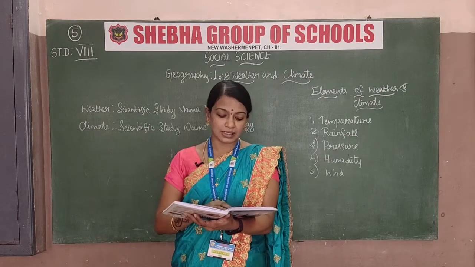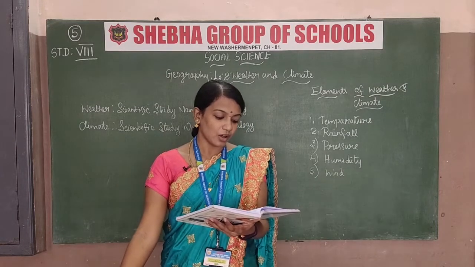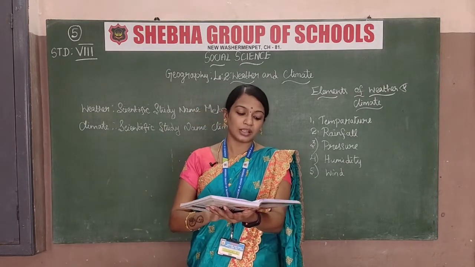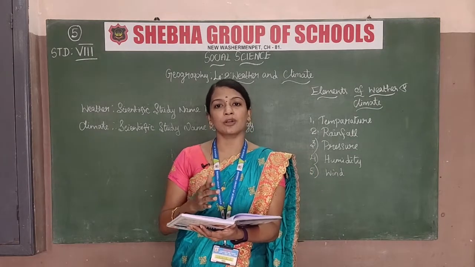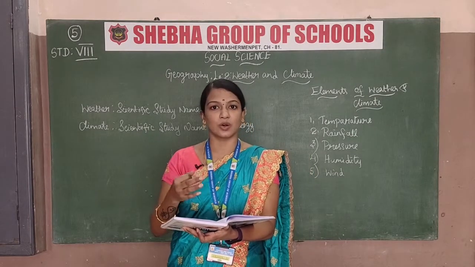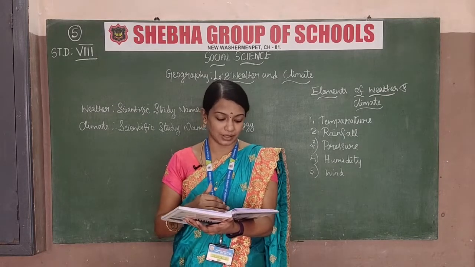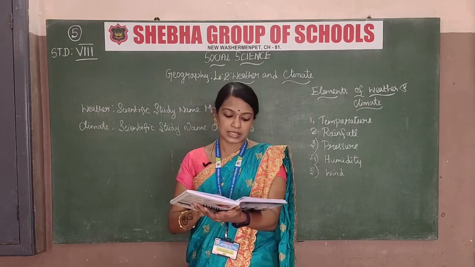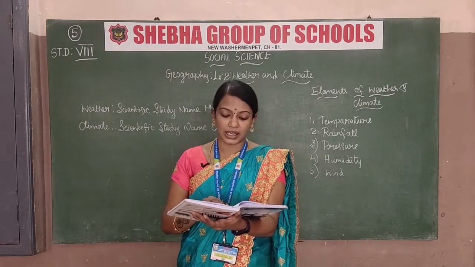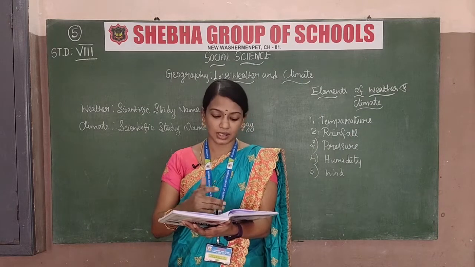And climate is generally defined as the average conditions of weather. Climate is defined as the average condition. It is a long process, like summer, winter, autumn. That is the long process, and that is called climate. So it takes a long period of time. Weather and climate are related, but climate does not change like weather.